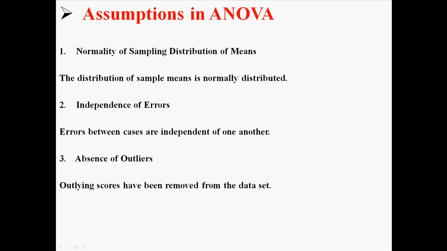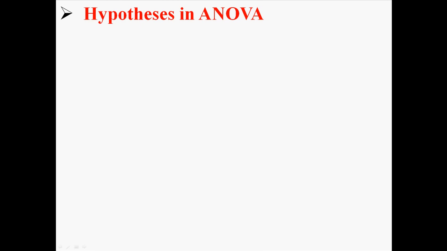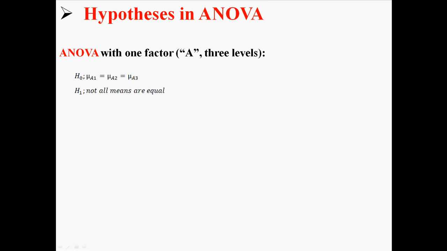Outlying scores have to be removed from the dataset if you would like to perform an ANOVA and get a meaningful result. And the fourth is homogeneity of variance. Population variances in different levels of each independent variable are equal. And there's actually a special test for that, which I won't do now, but we'll do it when we start doing ANOVAs.